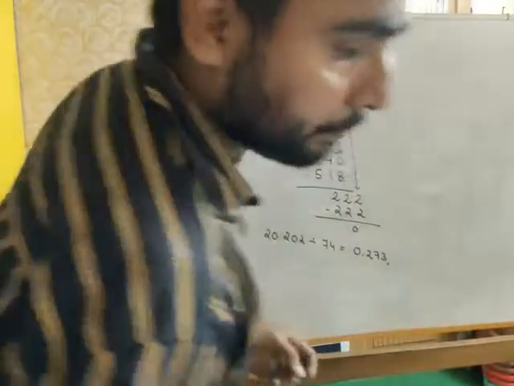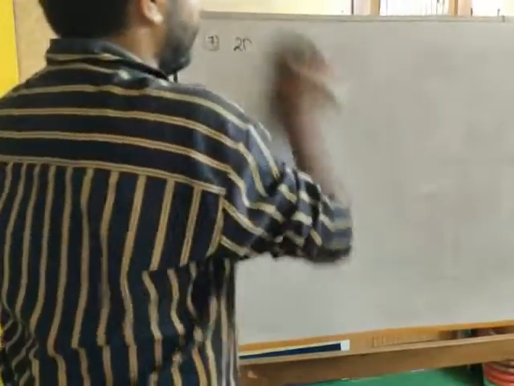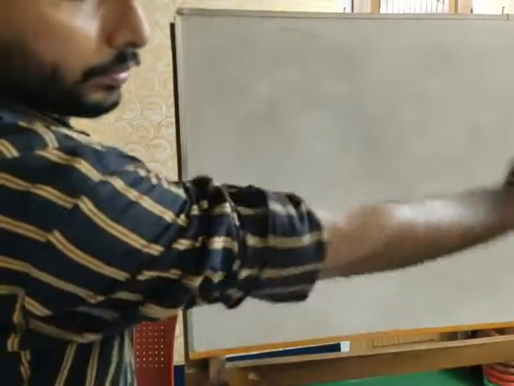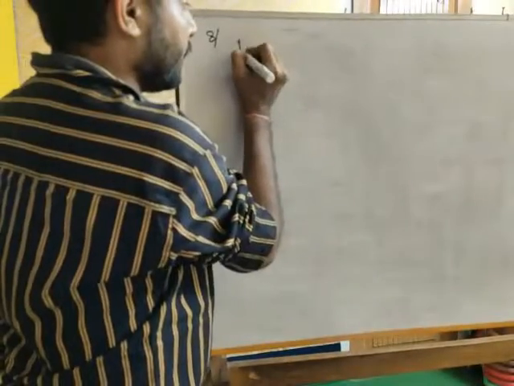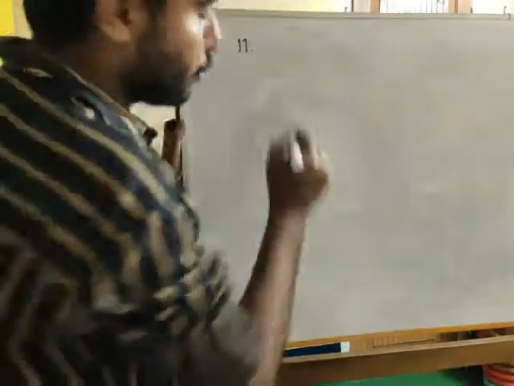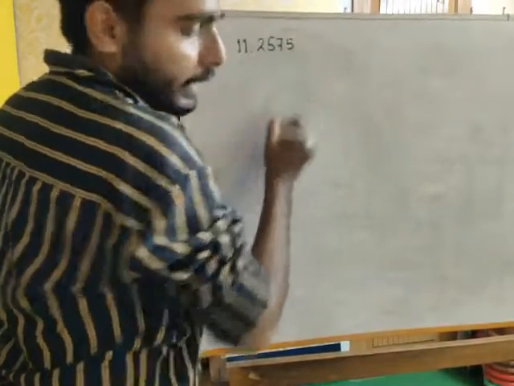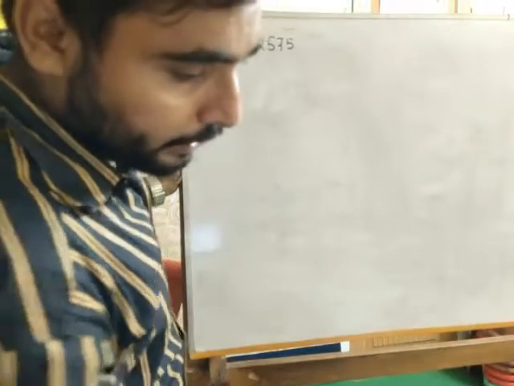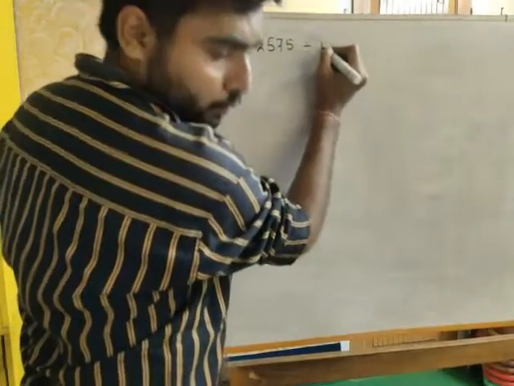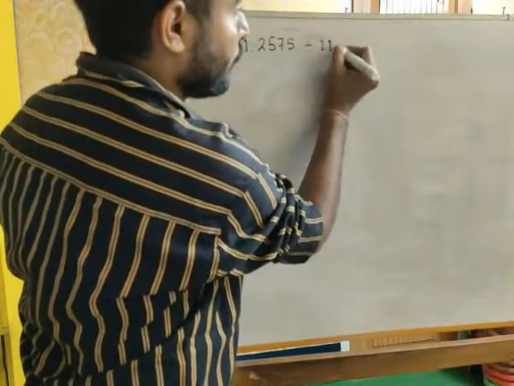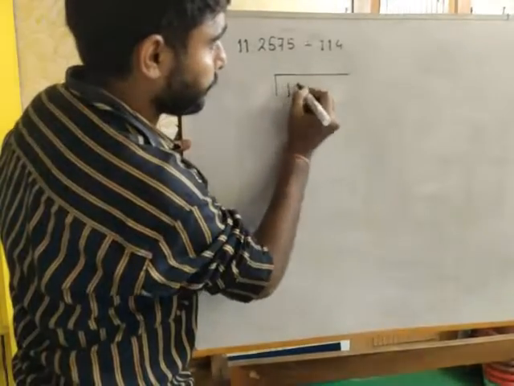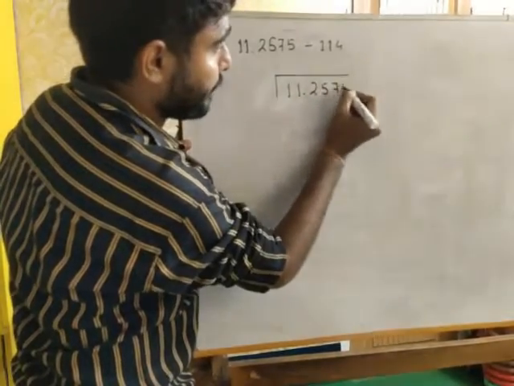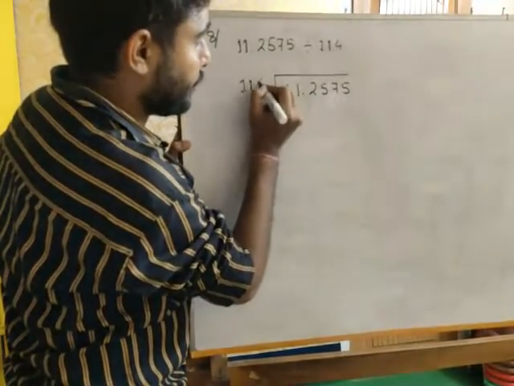Let's see number 8 then. So in number 8, what you need to do? 11.2575 should be divided by 114. Okay, so let us do it. 11.2575, and the divisor is 114.